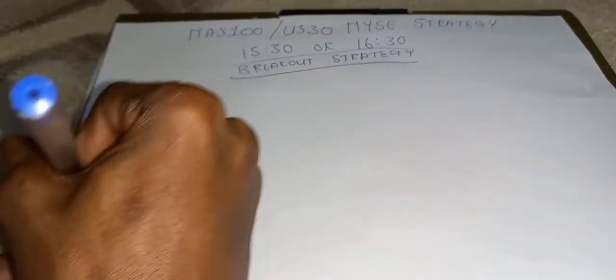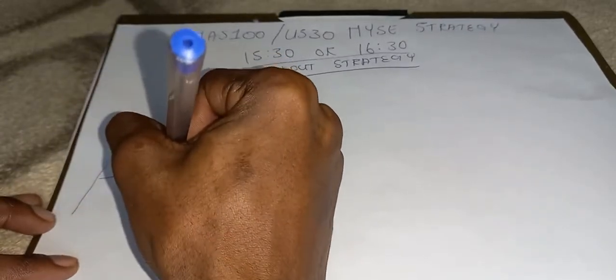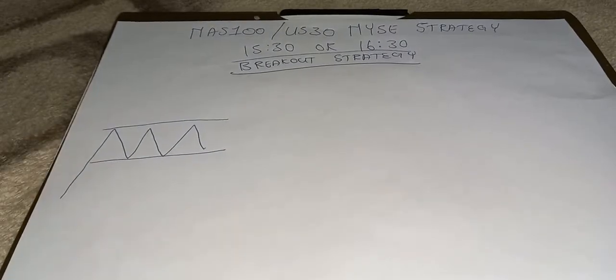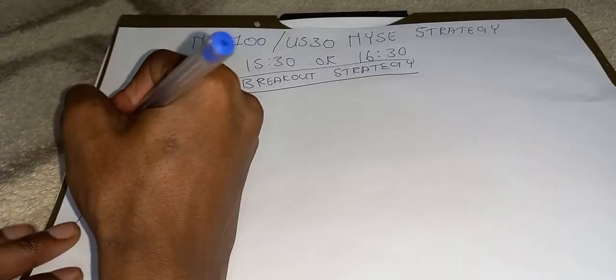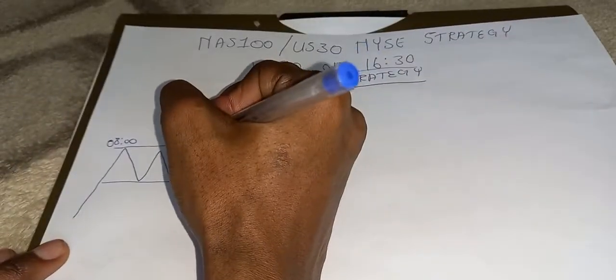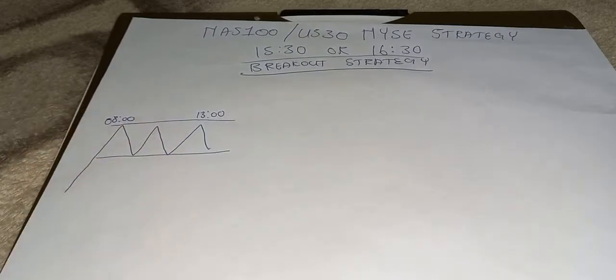Now let's look at this strategy. Now you will have your movement of the market. Let's say the market is moving like this. Take note that this happens most of the time. Around 8 o'clock in the morning, up to, let's say, 13 o'clock later, this is what's going to be happening most of the time.